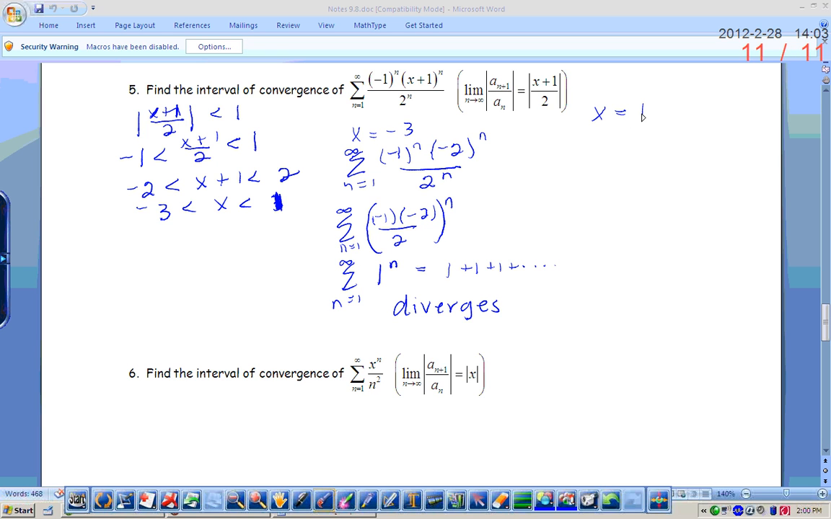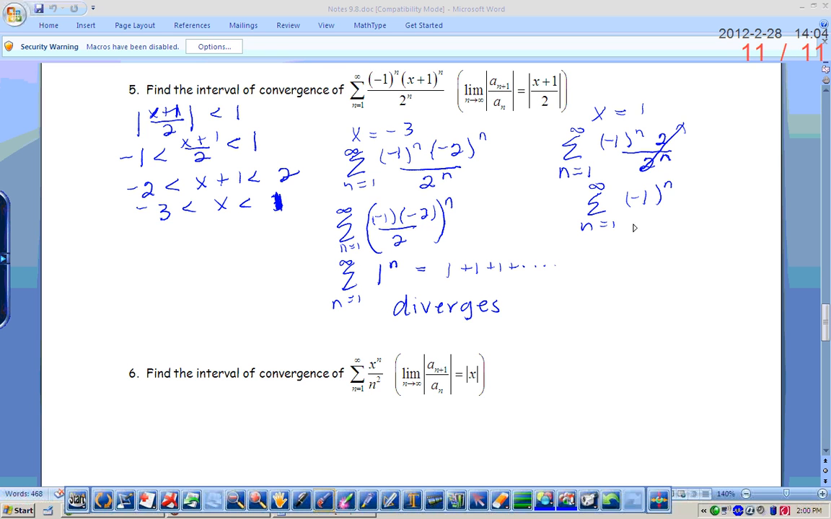The other endpoint is x equals 1. So when x equals 1, our series is negative 1 to the n times 2 to the n over 2 to the n, which just simplifies to negative 1 to the n. So does negative 1 to the n converge or diverge? It also diverges. 2 ways to think about it, in my opinion.